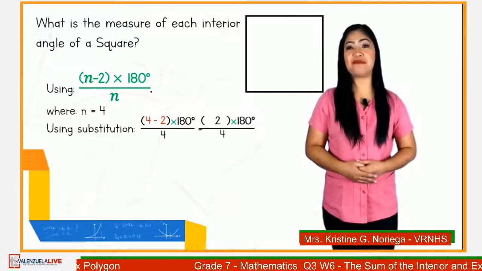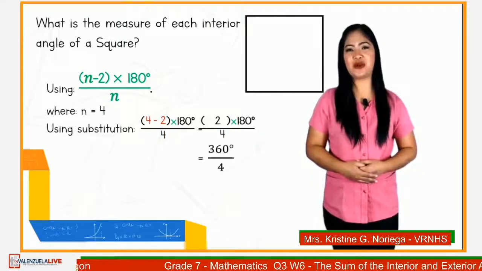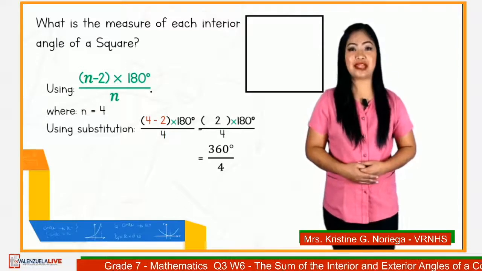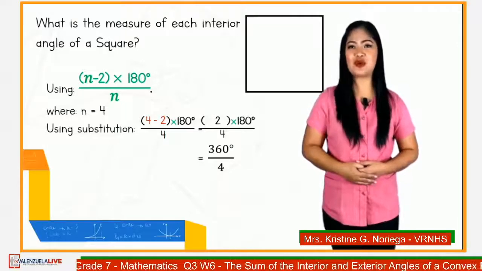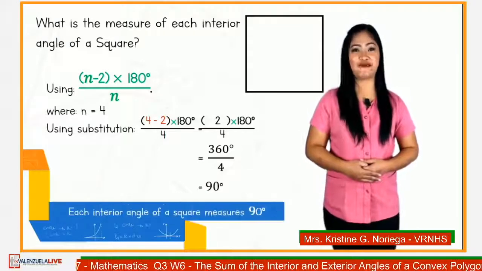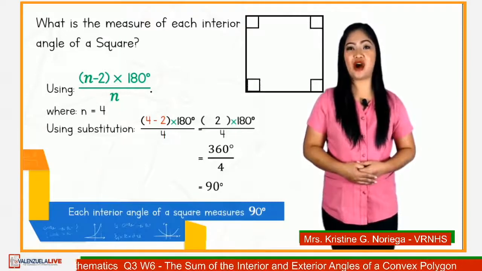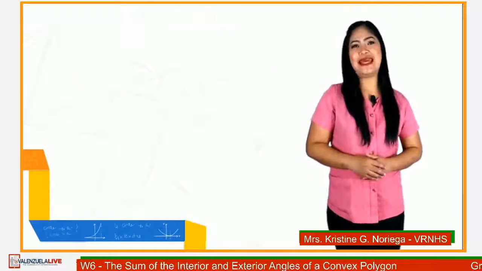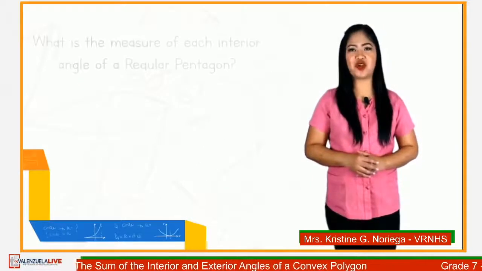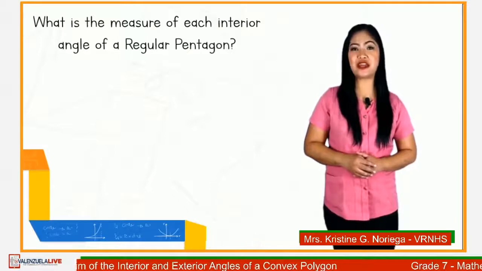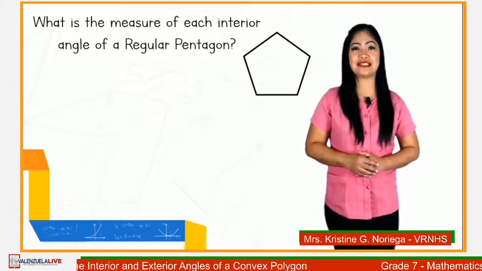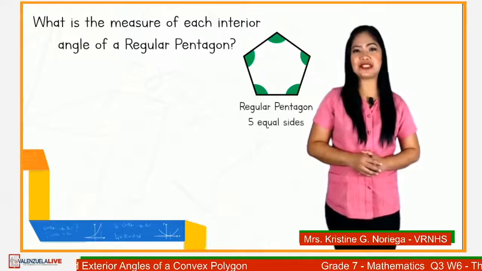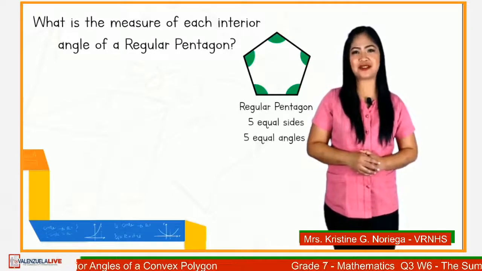Then, multiplied by 180 degrees is equal to 360 degrees. Then, divided by 4 will result to 90 degrees. Therefore, each interior angle of a square measures 90 degrees. This time, let us find the measure of each interior angle in a regular pentagon. Since it is a regular pentagon, it means that it has 5 equal sides and 5 equal angles.